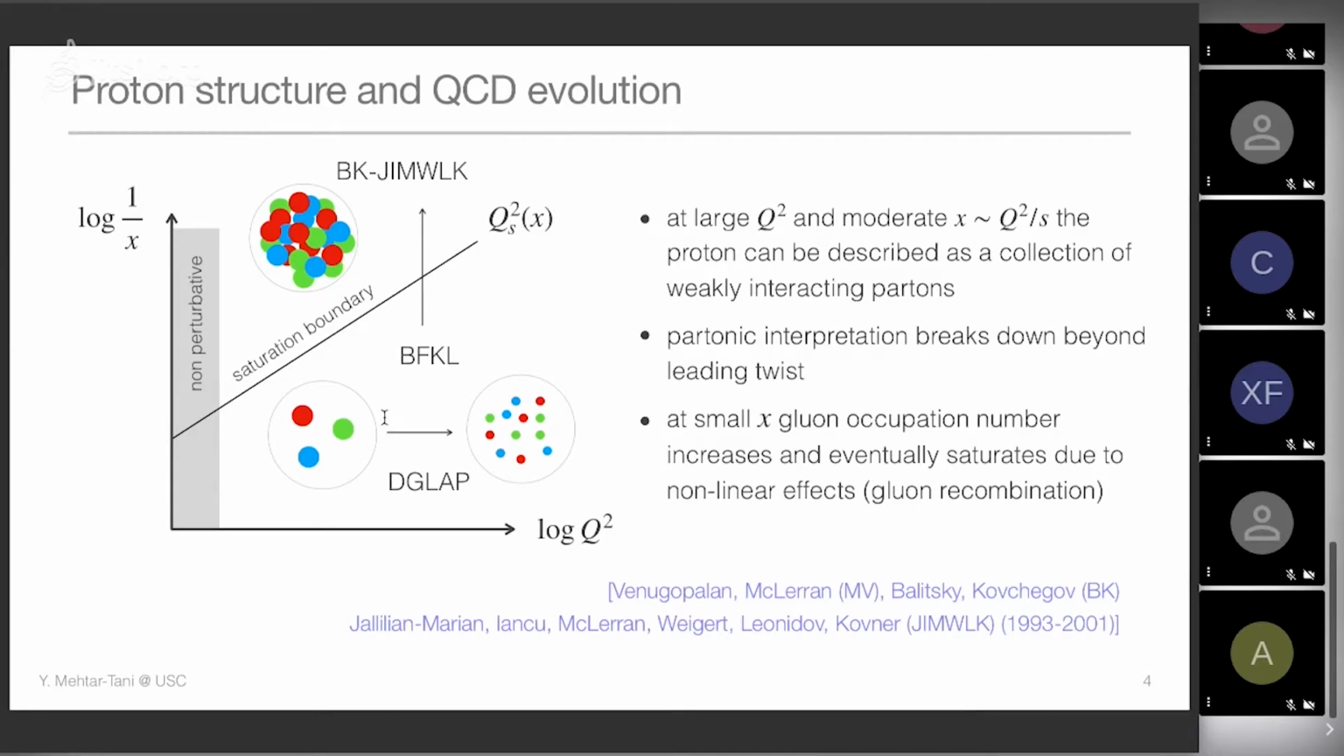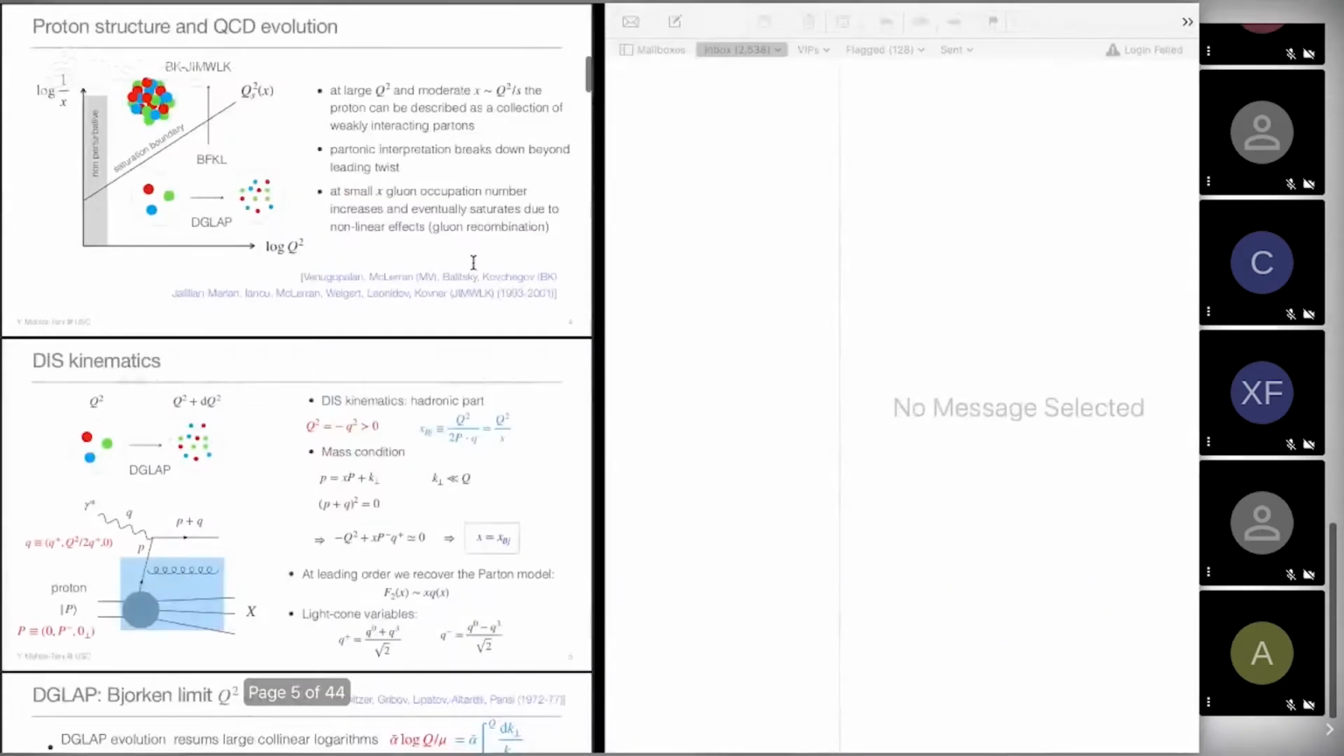So the evolution equation that describes this evolution in x is the BFKL equation, which is valid in the regime where saturation is not yet achieved. So you have more and more gluons, but they're still in a dilute regime. At some point, you'll hit a boundary, which is called the saturation boundary, which is characterized by the saturation scale.